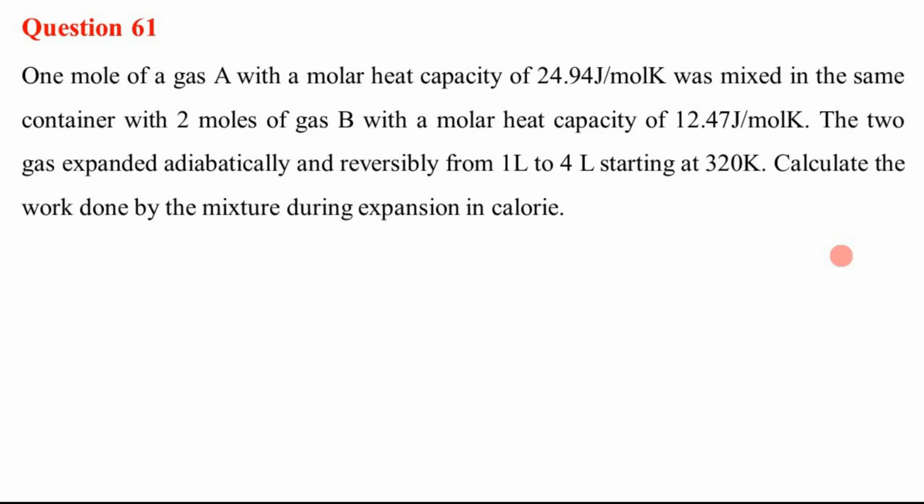Question 61 is saying 1 mole of gas A with a molar heat capacity of 24.94 joule per mole Kelvin was mixed in the same container with 2 moles of gas B. So they are mixing 2 gases, one with 1 mole, another one with 2 moles, with different molar heat capacity. The 2 gases expanded adiabatically and reversibly. We have a reversible adiabatic expansion from 1 liter to 4 liter. There we have given the V1 and the V2 and the T1.